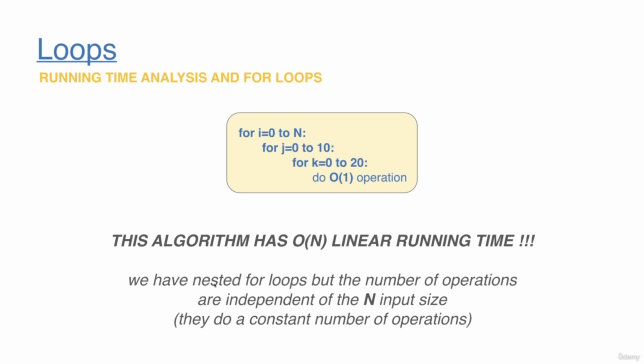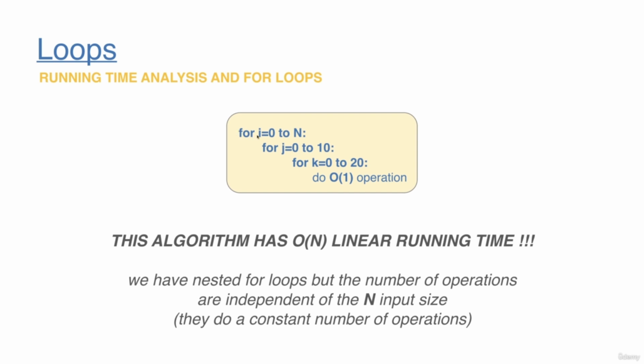for loops. So we can come to the conclusion that we have nested for loops, but the number of operations are independent of the n input size for the second for loop and for the third for loop. So they do a constant number of operations that is independent of the n input size. So we can come to the conclusion that there is just a single for loop that scales with the n input size. So this is why we end up with linear running time.